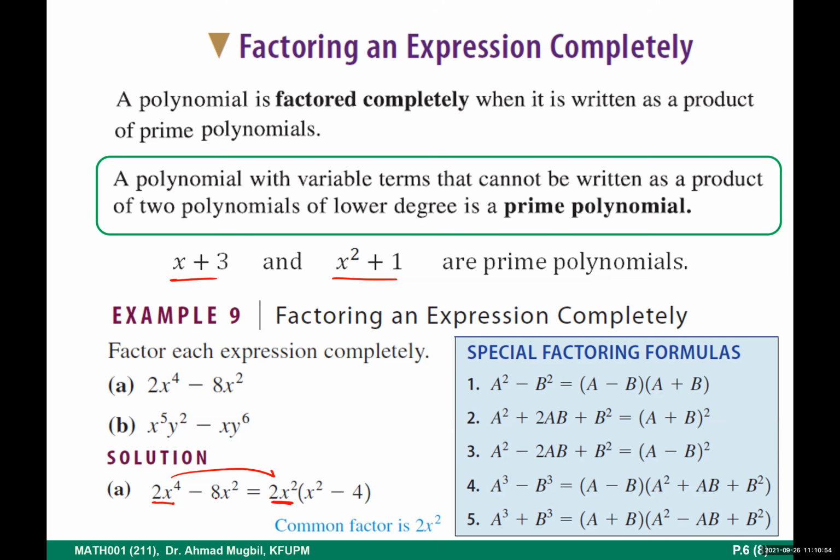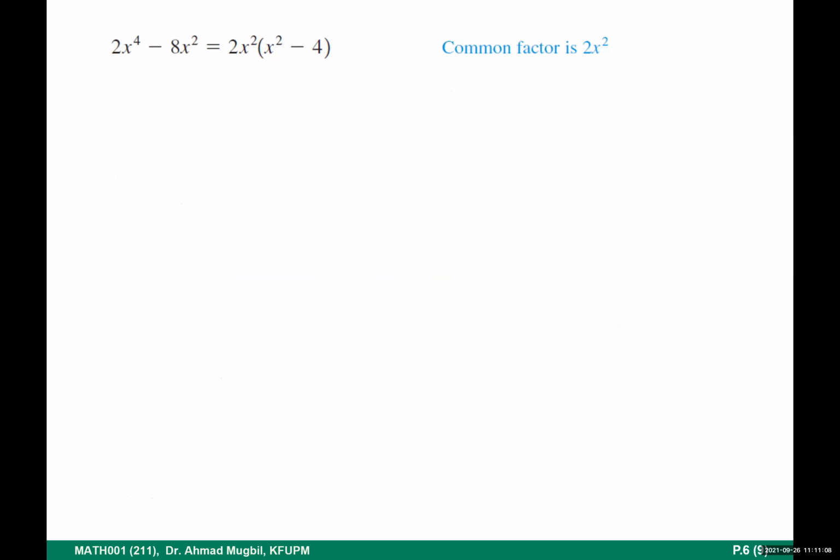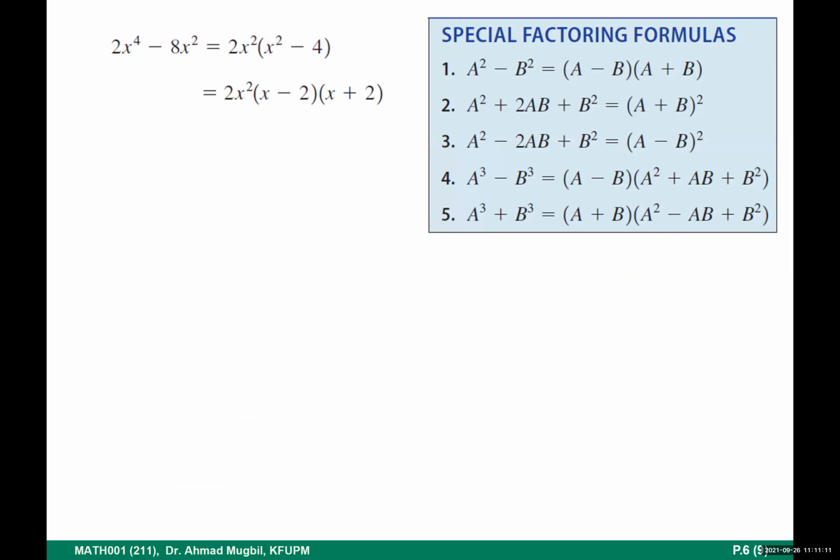Now this is also negative 4. Did we factor completely? No. We did factor, but we didn't factor completely. Yes, we need to factor more. So this is what? Difference of squares. So x squared minus 4 is just x minus 2 times x plus 2.